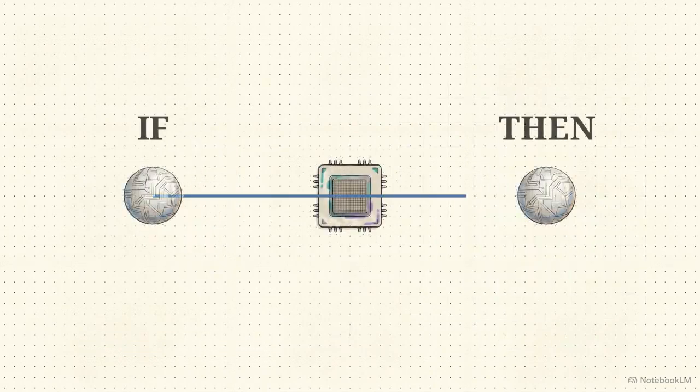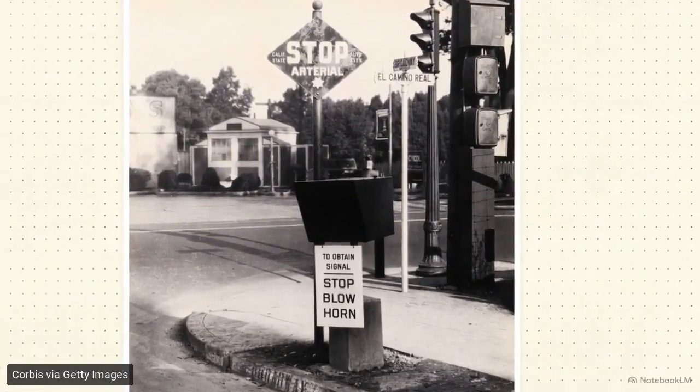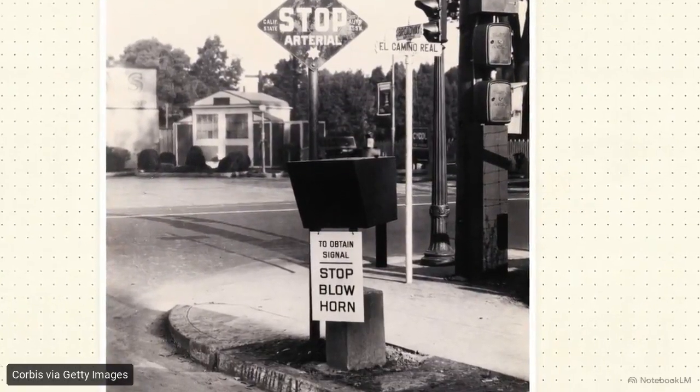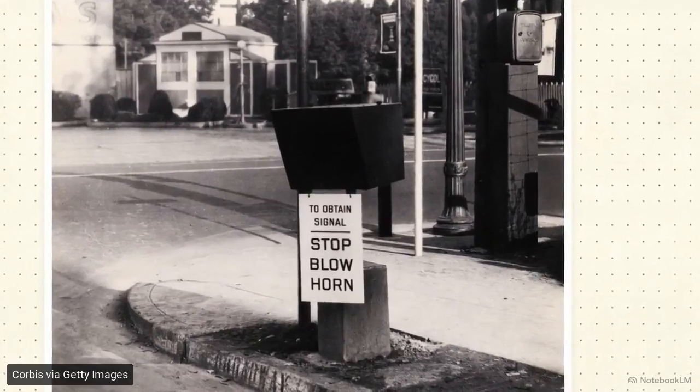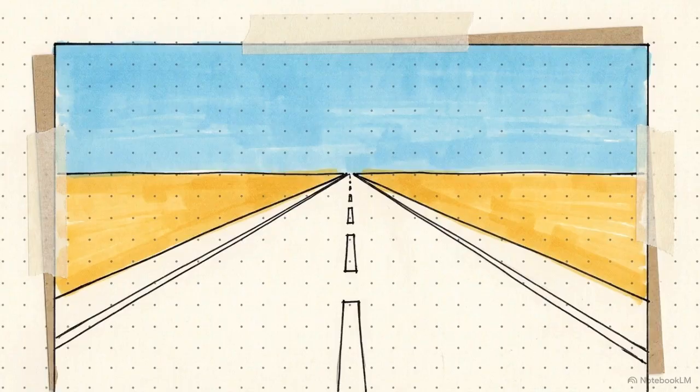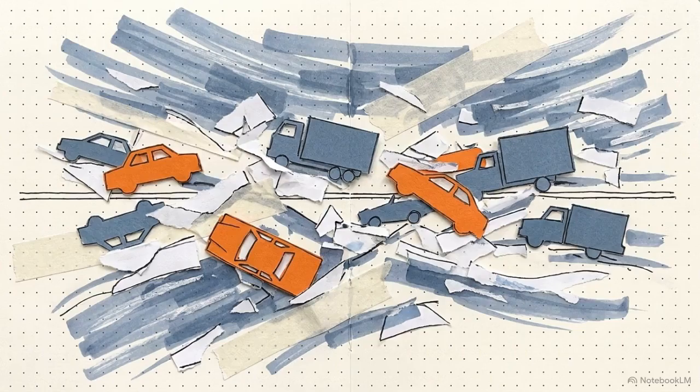Traditional computer programs run entirely on strict human-written instructions. If this specific condition is met, then perform this exact action. That rigid logic works perfectly in highly controlled environments like traffic signals. If 30 seconds have passed, turn the light from green to yellow. Rule-based systems are effective when the world is predictable, but they become paralyzed the moment the variables start to change.